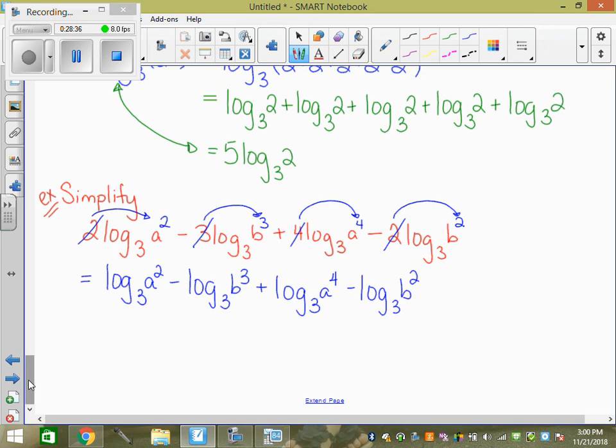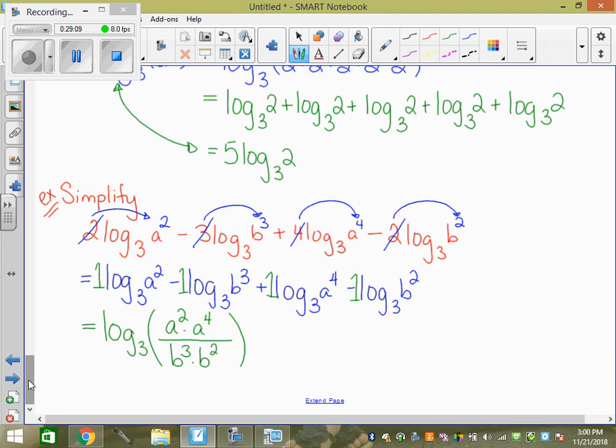And now we're basically at the same question we were before, right? Anything with a plus 1 in front goes to the numerator. Anything with a minus 1 in front goes to the denominator. So a squared has a plus 1 in front. That goes to the numerator. Negative 1 in front. So b cubed goes to the denominator. Positive 1 in front. So a to the 4 goes to the numerator. Negative 1 in front. So b squared goes to the denominator.